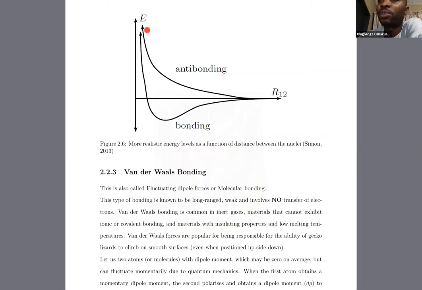And for the bonding orbital, when you look at this point, this distance is having a lower energy level. That means this is the optimal distance of separation between the two atoms. When the two atoms are separated by this distance, it will have the lowest energy, and that is the stable state for the particular system.